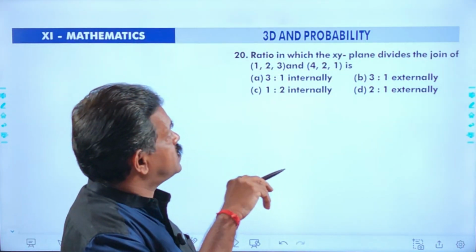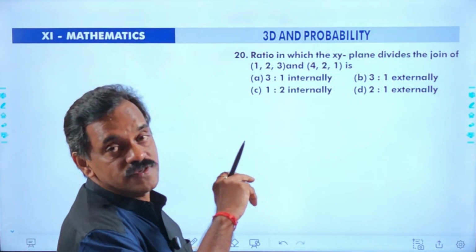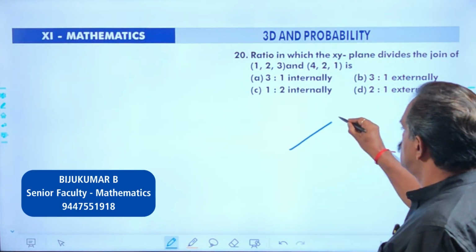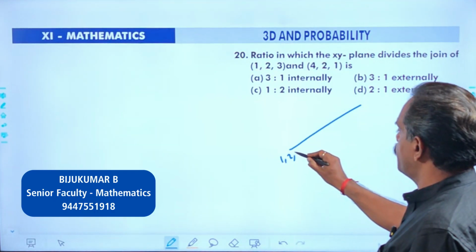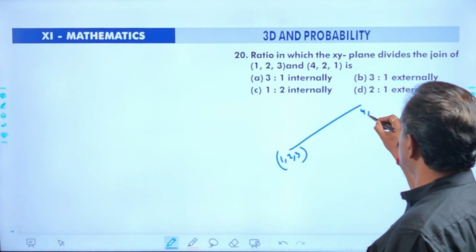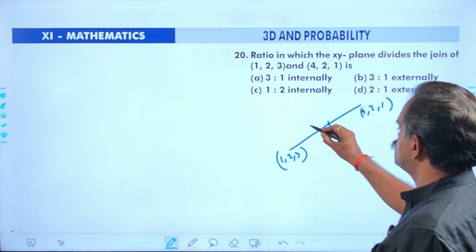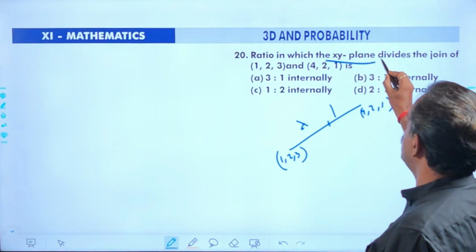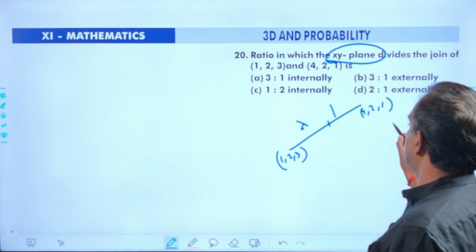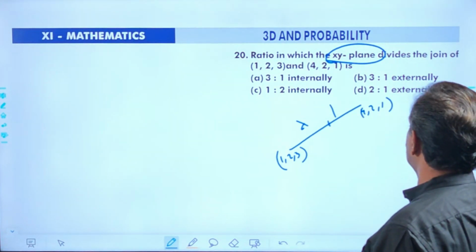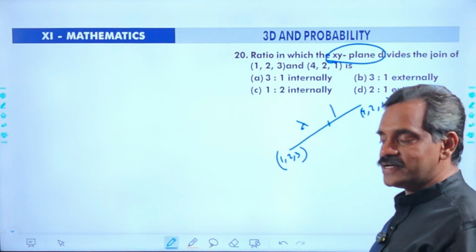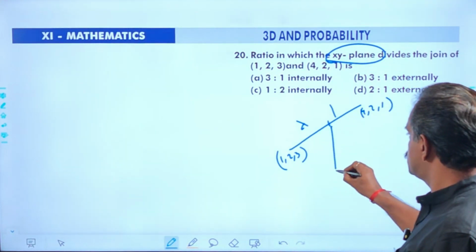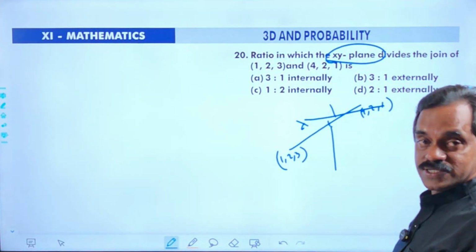Find the ratio in which the xy plane divides the line joining these points. So listen carefully. This is a point to be remembered. Take this point as 1, 2, 3. Take this point as 4, 2, 1. Take the ratio to be lambda is to 1. Now remember, when a line is divided by the xy plane, its z coordinate will be equal to 0. So when you are doing an entrance question, you don't need to evaluate all the coordinates, only the z coordinate. Apply the section formula.